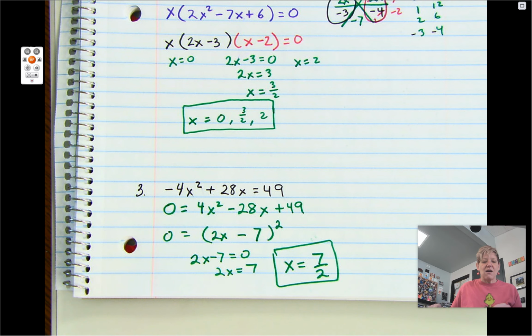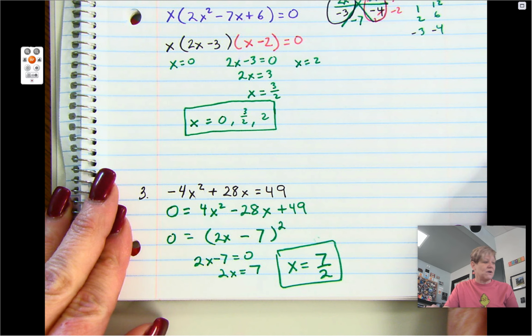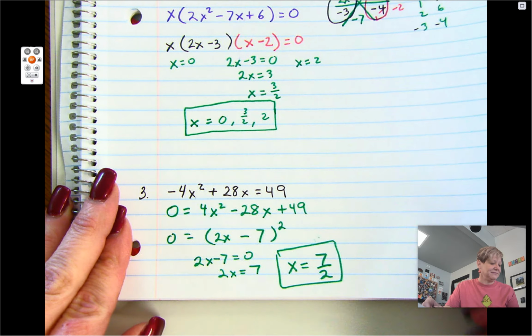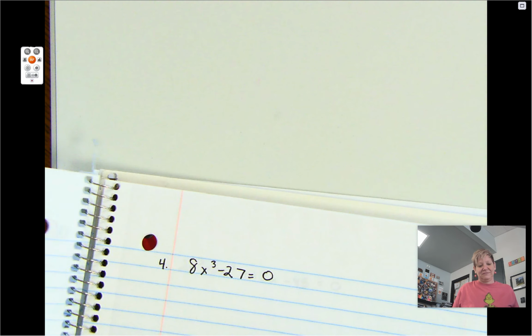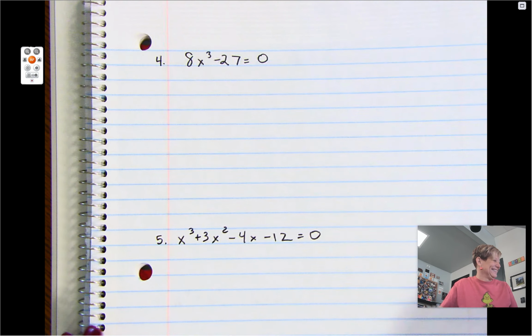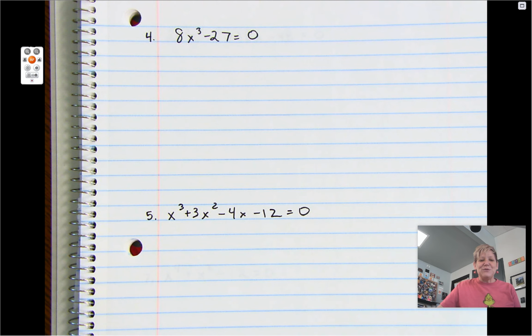Okay. All right, we're going to move on to example 4. Yes, we have a lot of examples. Been a while. Ooh, I like this one. Number 4. This is a new one for you guys.